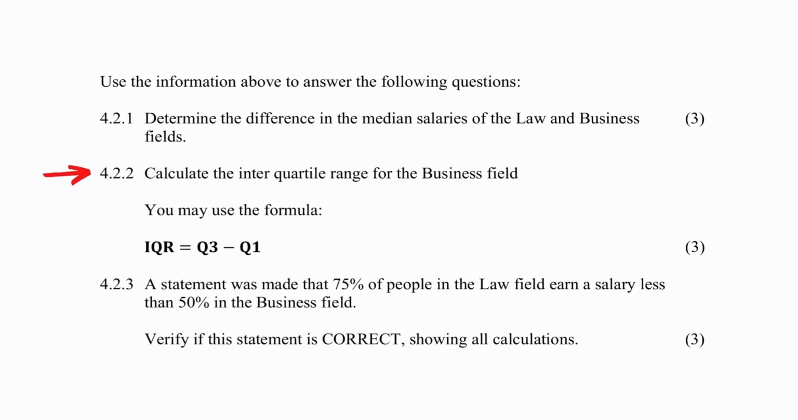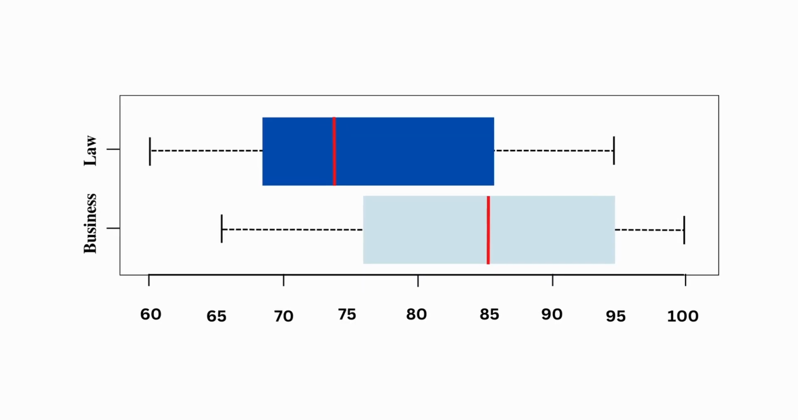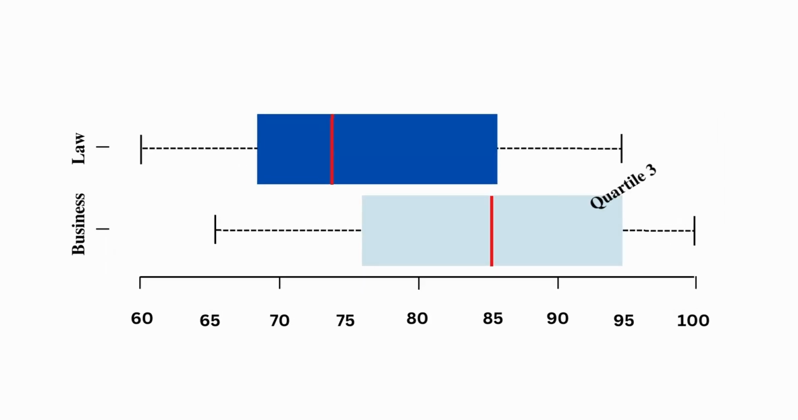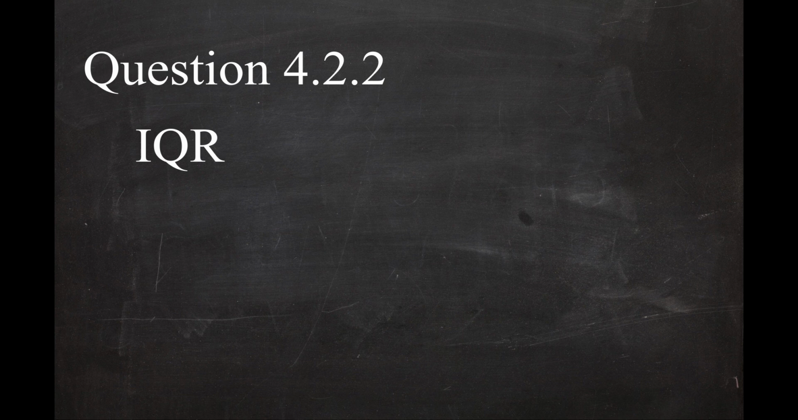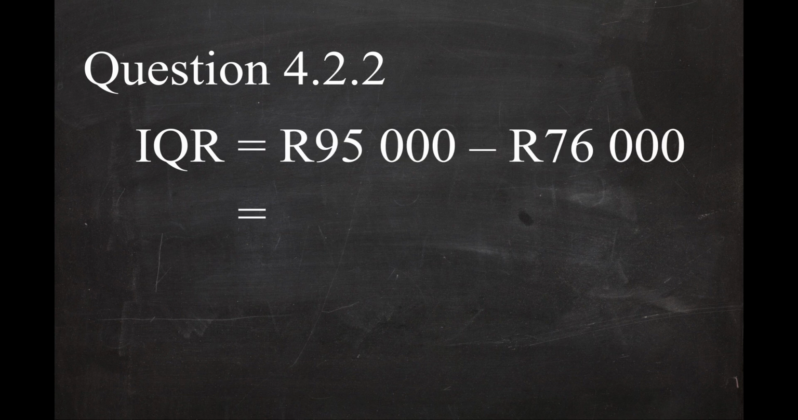In question 4.2.2, you have to calculate the interquartile range for the business field. The interquartile range is the difference between the value of quartile 3 and the value of quartile 1. For the business field, the value of quartile 3 is estimated as 95,000 Rand, and the value of quartile 1 is estimated as 76,000 Rand. So the interquartile range is 95,000 Rand minus 76,000 Rand, and this equals 19,000 Rand.